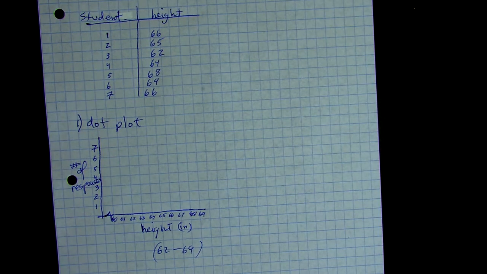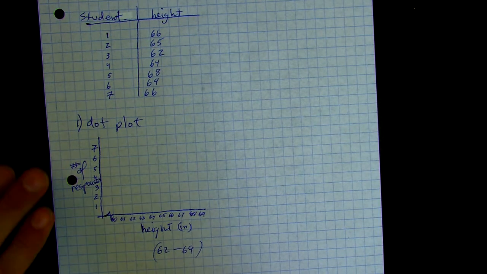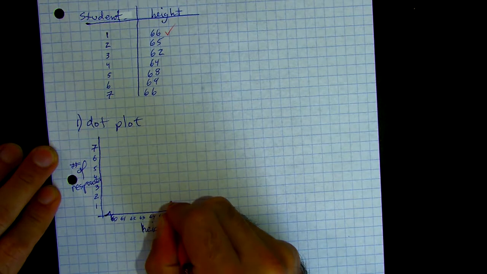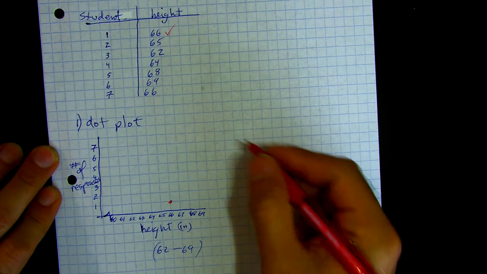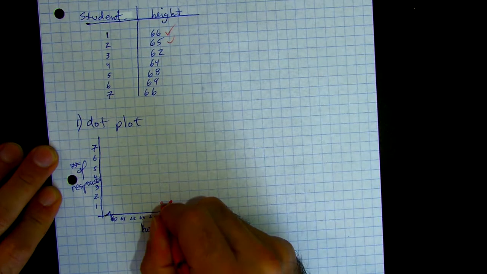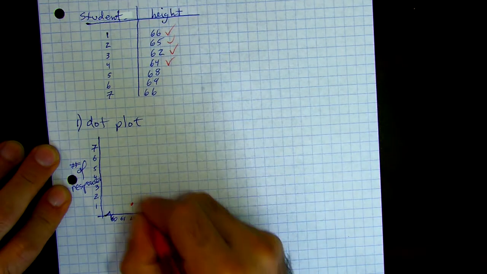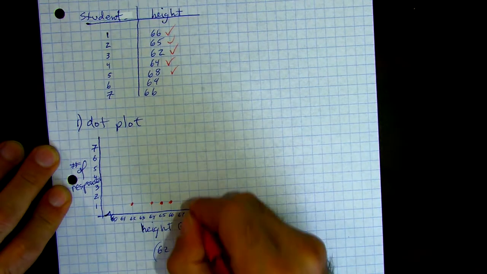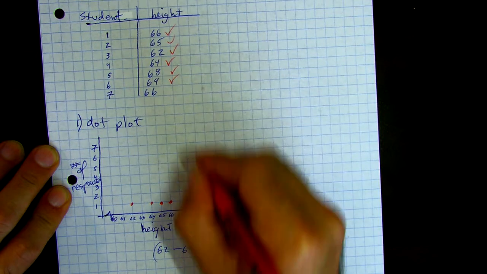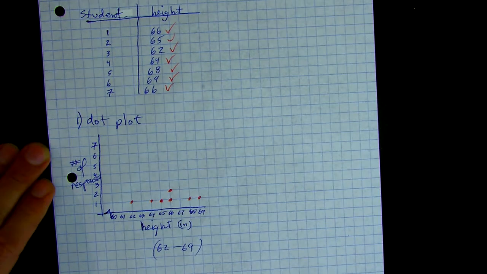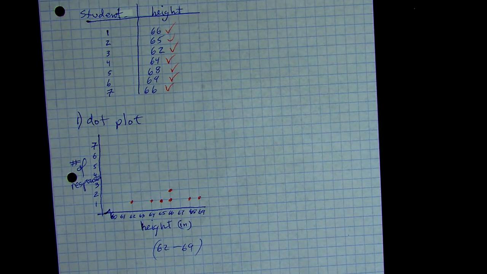Now, when I go in here to do my dot plot, all I have to do is look up here and say, okay, 66 inches, 1 dot for 66 inches. All right, 65, 1 dot for 65. 62, 1 dot for 62. 64, 1 dot. 68, 1 dot. 69, 1 dot. Another 66, so then I put a second dot on 66. A dot plot is very simple to be able to see how many are in each position.